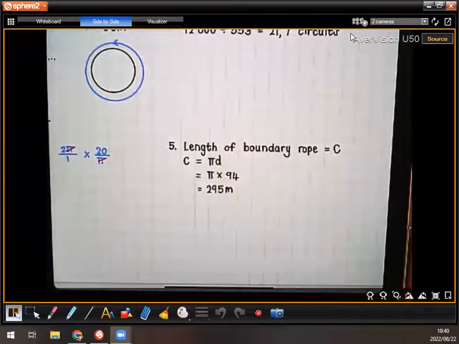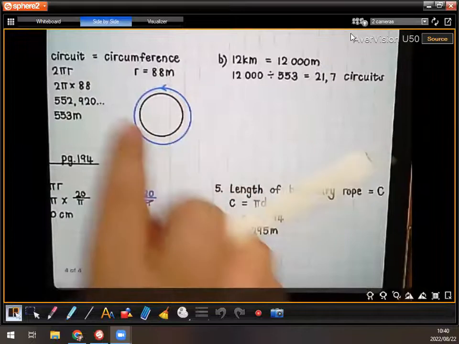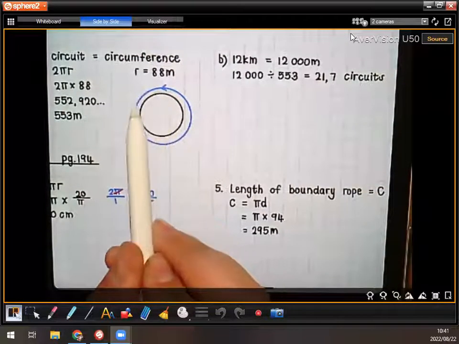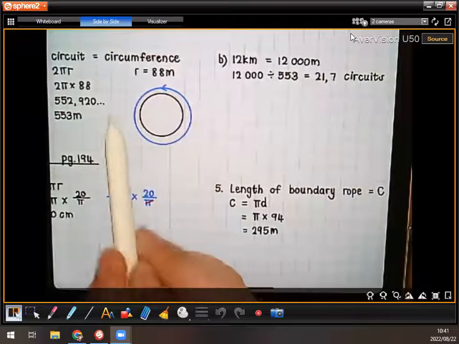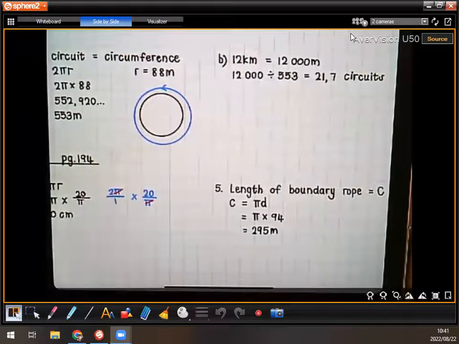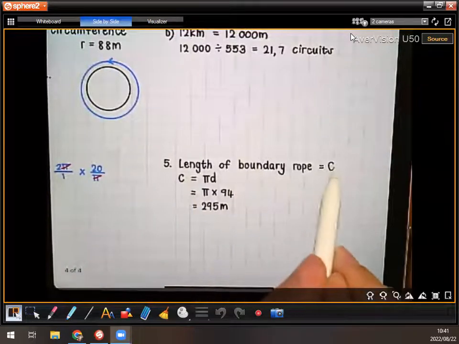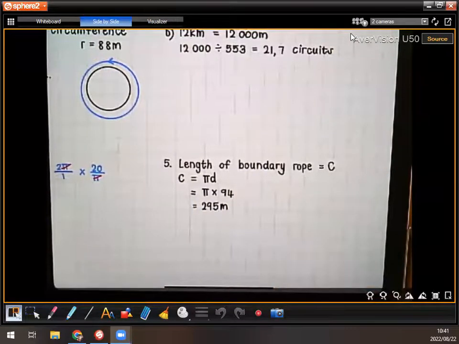Okay. So the length of the boundary rope, it's just like this concept here, right? When she was running around the track. Now you just have a rope going all around in a circular shape. So the length of that rope is the circumference of the circle. So the length of the boundary rope is the circumference of that circular shape.